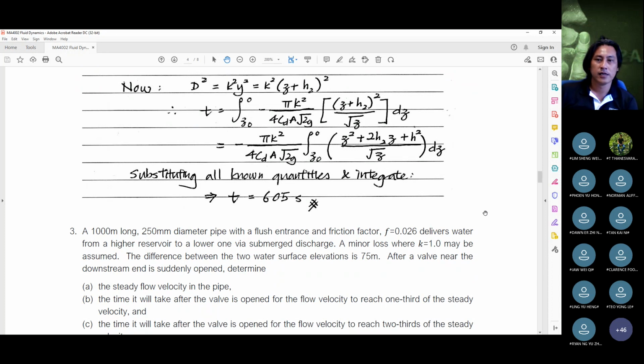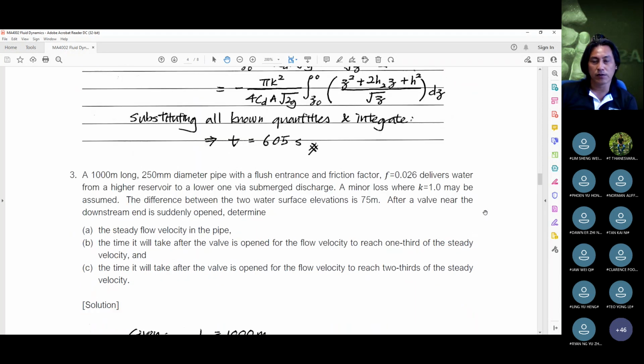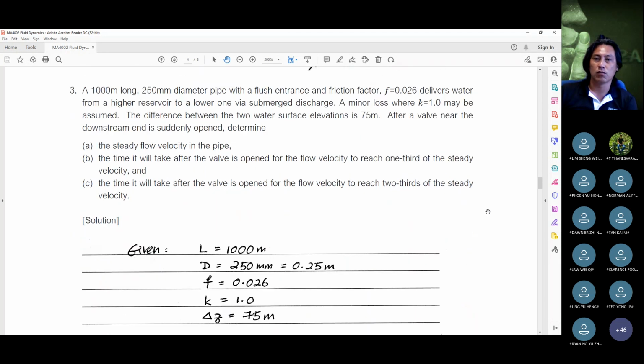Now for question 3, we begin to move off from this water discharging type of problem. Question 3 is actually a reservoir and pipe flow. So now we have a 1,000 meter long, 250 mm diameter pipe with a flush entrance and a friction factor f equals 0.026 that delivers water from a higher reservoir to a lower one via a submerged discharge.